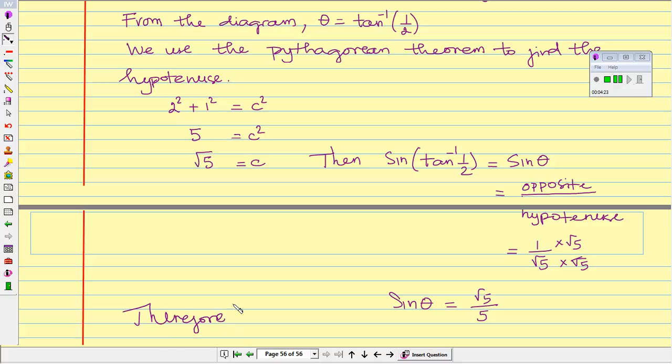Therefore, sine theta is the composition of sine and inverse tangent. Sorry, sine of inverse tangent of 1/2 will equal square root of 5 over 5.